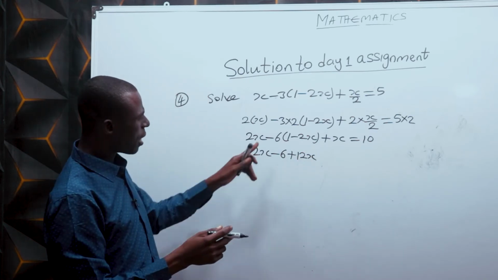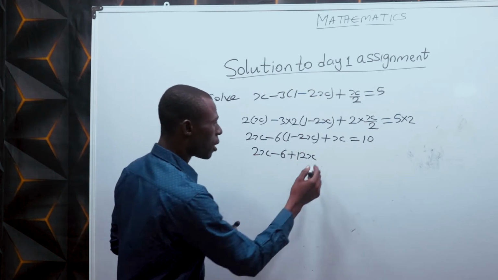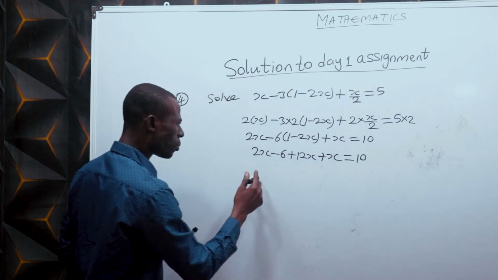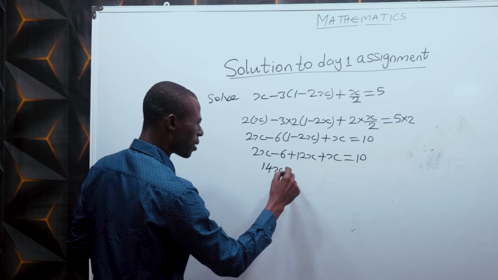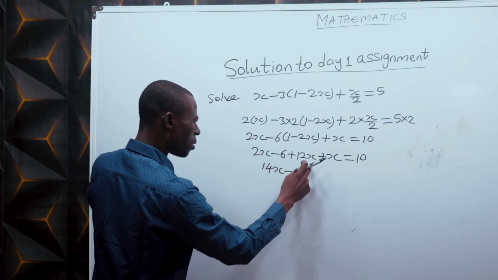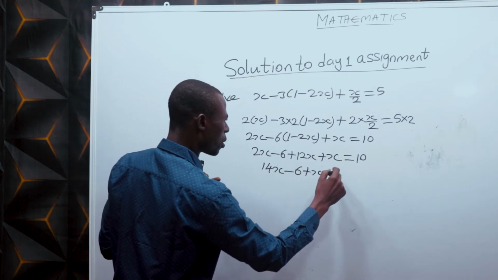Why do we have plus? Negative 6 times negative 2x gives positive 12x. Plus x equals 10. 2x plus 12x gives 14x minus 6. 14x minus 6 plus x equals 10.